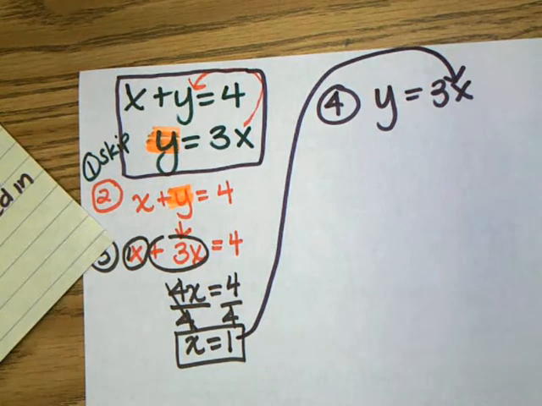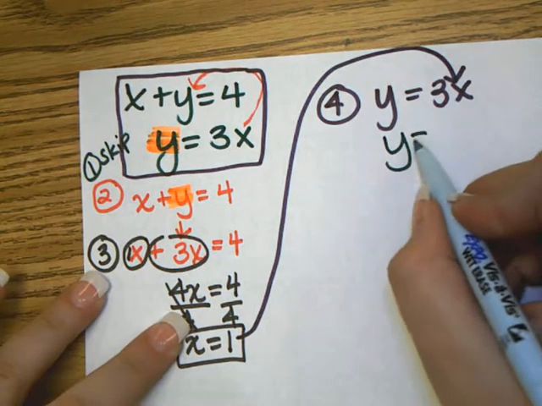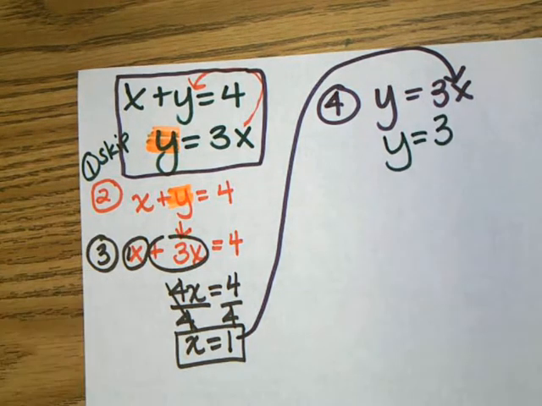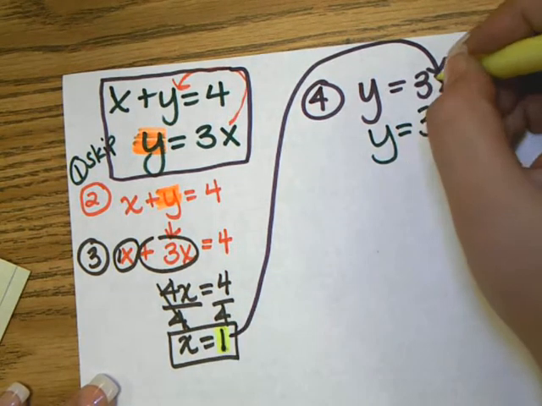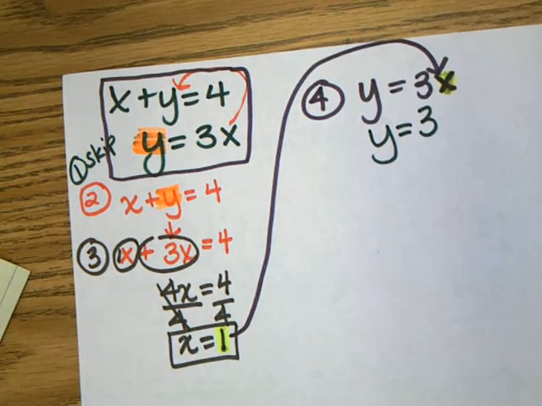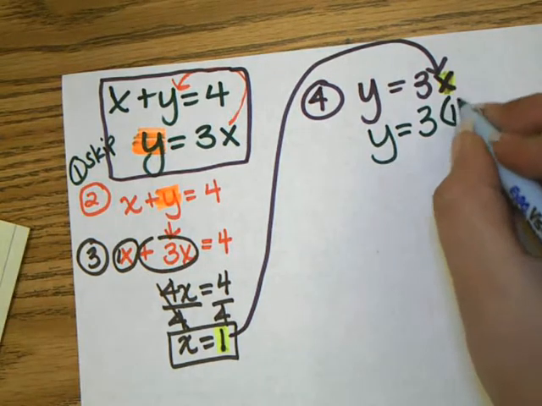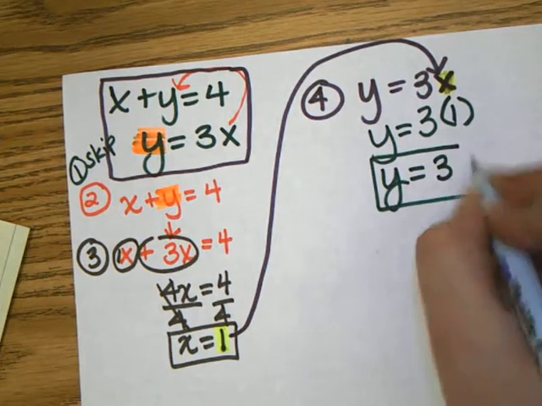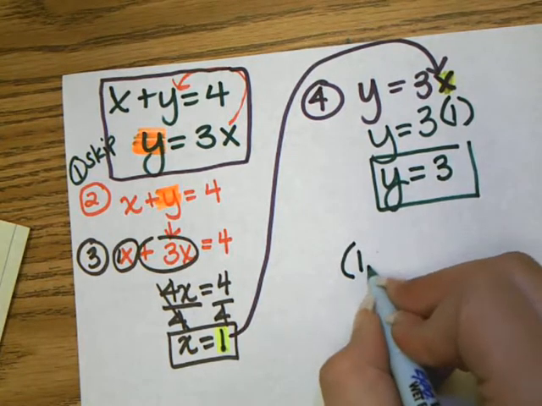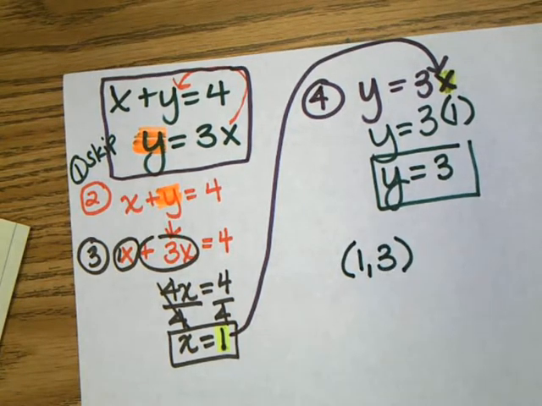So you're going to make a total of 2 substitutions when you use this method. So instead of x, we're going to plug in right here 1 for x. And we get y equals 3. So our solution is 1, 3.